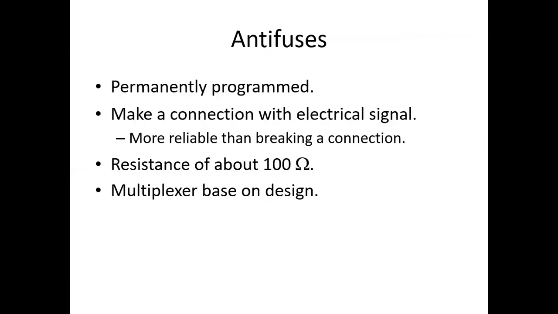Now we are coming to the next point, that is anti-fuse. What is that? This is permanently programmed and makes a connection of the electrical signal more reliable than a break-up connection. And we are using some resistance of 100 ohms and a multiplexer based design. So in the previous one, the SRAM based, we were considering lookup tables. When we make a circuit using an anti-fuse based FPGA, that circuit is actually made through the multiplexer.